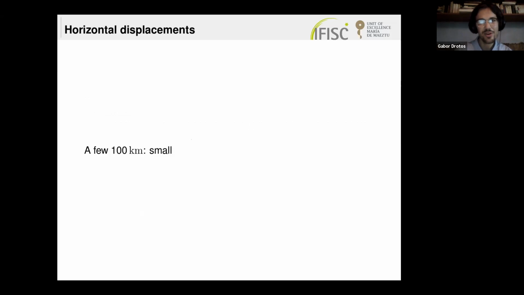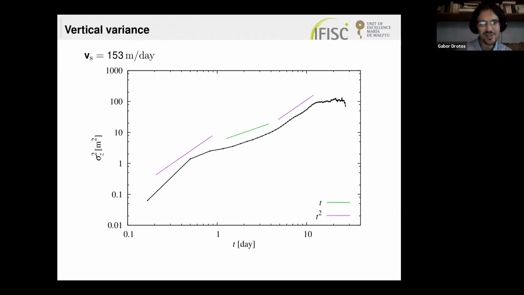What did she find? First of all, I would comment on the horizontal displacements. At the very most, these particles were displaced by a few hundred kilometers, which might not be negligible, but this is small compared to the basin size and relatively small compared to the relevant features of the flow. I will return to this point. Let us just remember this at the moment. And then I will directly present the results related to our main question about the vertical dispersion.